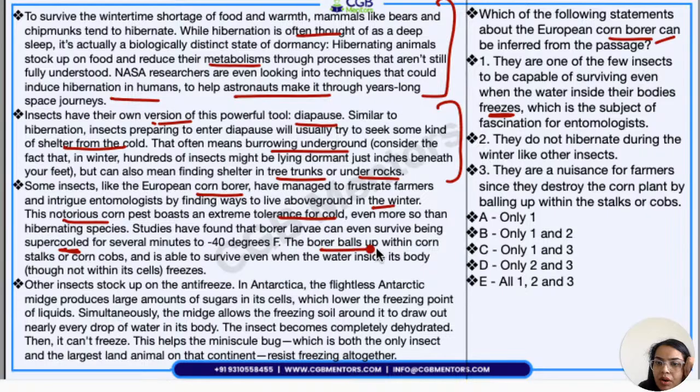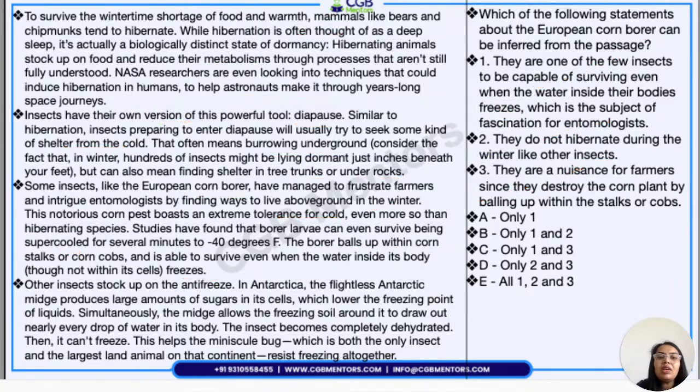The borer balls up within corn stalks and is able to survive even when the water inside the body freezes. So this is clear. They do not hibernate during the winter like other insects. Very clear. They are on the ground, not below the ground. They are a nuisance for farmers since they destroy the corn plant. Yes, it is clearly mentioned that they have frustrated the farmers.